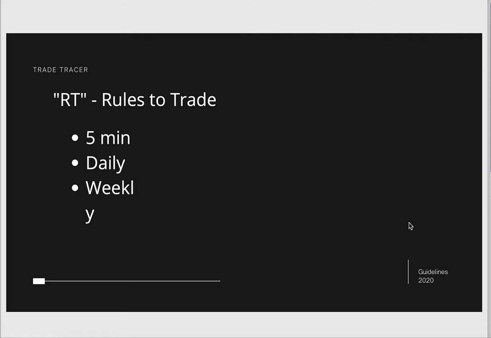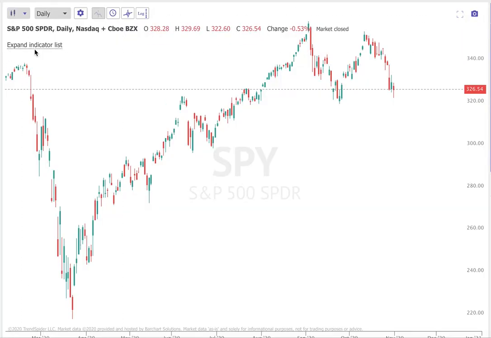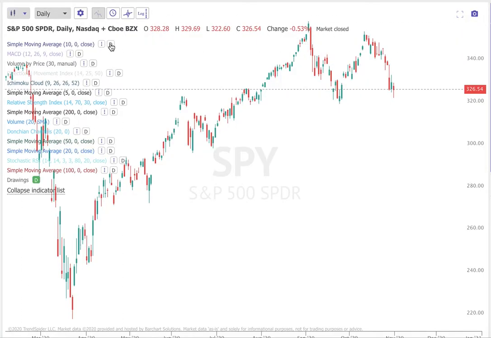And so we're going to go over what RT means. RT is short. It stands for rules to trade. So a lot of the times in the Telegram, you'll see me type out RT. It simply means rules to trade. And I have on here the 5-minute RT, daily and weekly RT. Sorry, this is why I got cut off here, but let's go ahead and give you an example of what RT is. All right, so in order to do that, we need a couple different indicators.